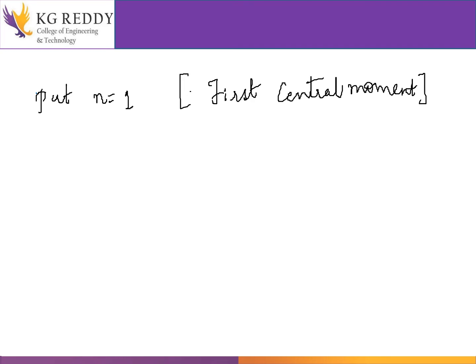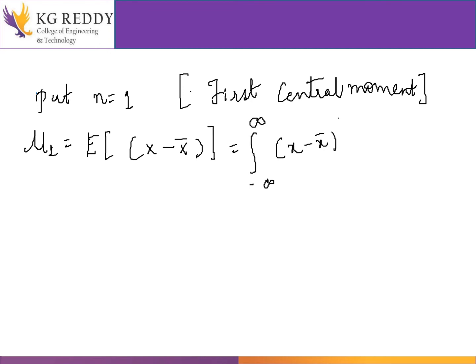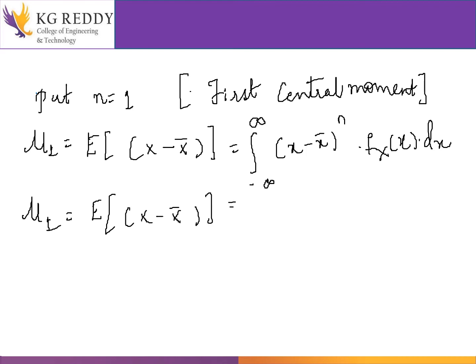First central moment. So same, I'll be putting in the formula of mu1. mu1 is equal to the expectation of (x minus x bar) raised to 1. So, again applying the formula for the expectation, this will be the integral from minus infinity to infinity of (x minus x bar) raised to n into fx of x into dx. So mu1 is nothing but the expectation of x minus x bar. Can I split this, that is, the integral from minus infinity to infinity of x, because n is equal to 1 here.